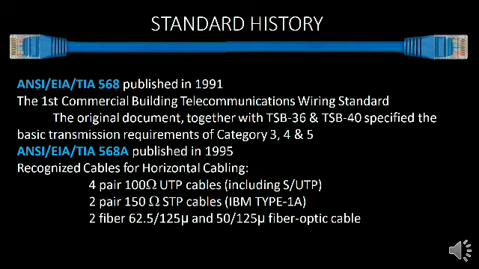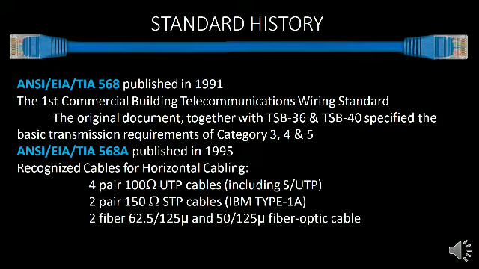Standard history. ANSI/EIA/TIA 568, published in 1991. The first commercial building telecommunications wiring standard. The original document, together with TSB 36 and TSB 40, specified the basic transmission requirements of Category 3, 4, and 5.